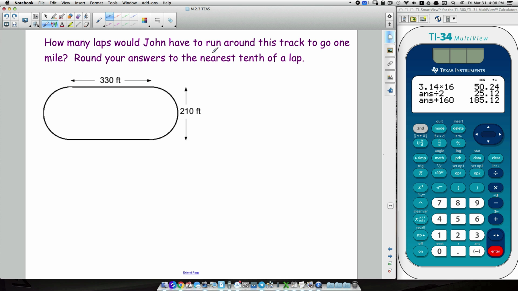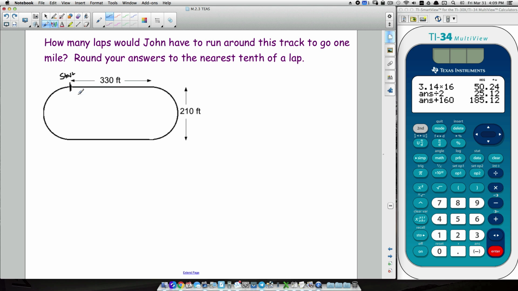How many laps would John have to run around this track to go 1 mile? Round your answers to the nearest tenth of a lap. Okay, so let's just say the starting line is right here. This is the starting line, start. So he's going to run 1 lap when he goes like that. When he goes back to the start, that's 1 lap.